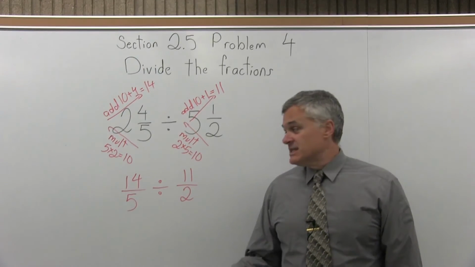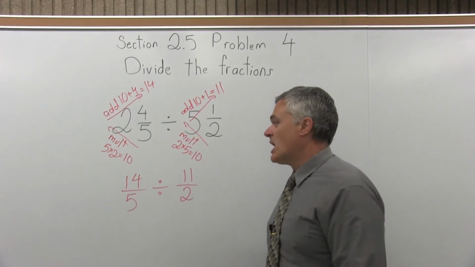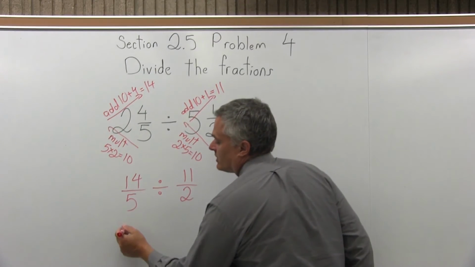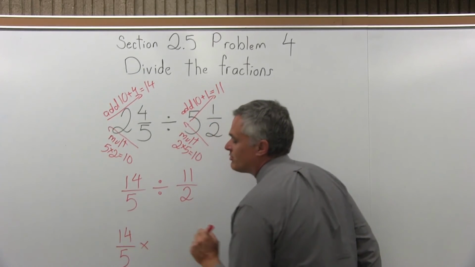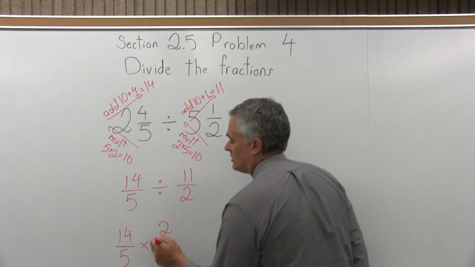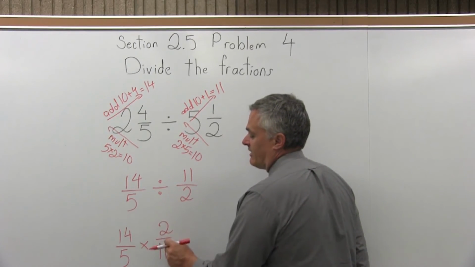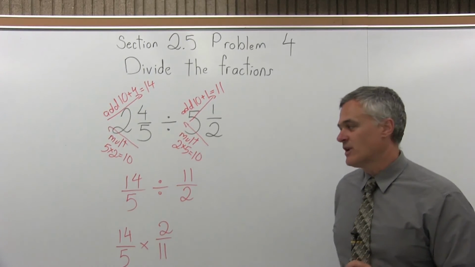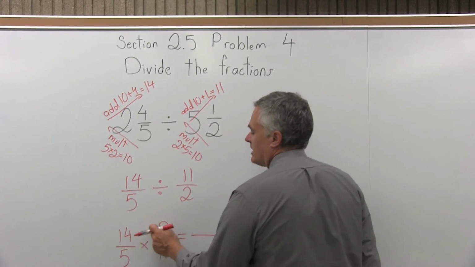Now what I have is the same division problem but written in a form where I can deal with it better. So now what I will do is leave the first fraction written the way it is, 14 over 5. I will change the problem to a multiplication and invert the second fraction, or just flip it. So to invert it, the 2 comes to the numerator and the 11 goes to the denominator in the second fraction.